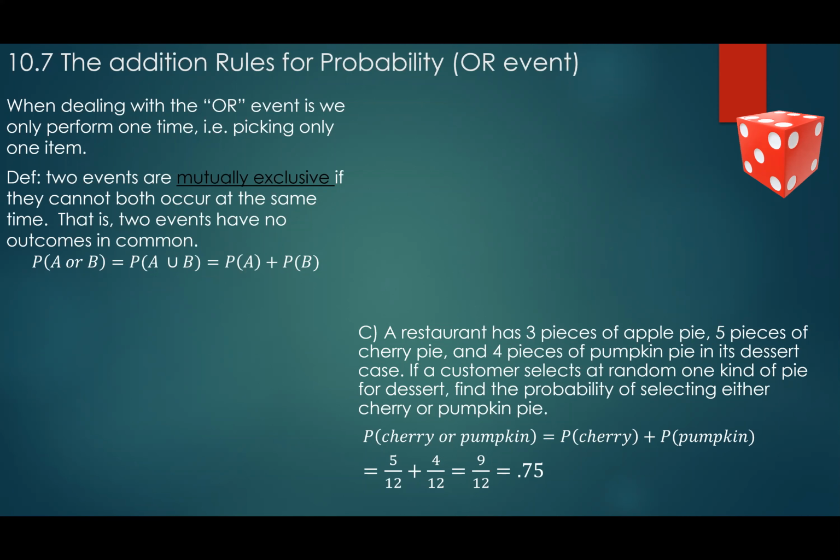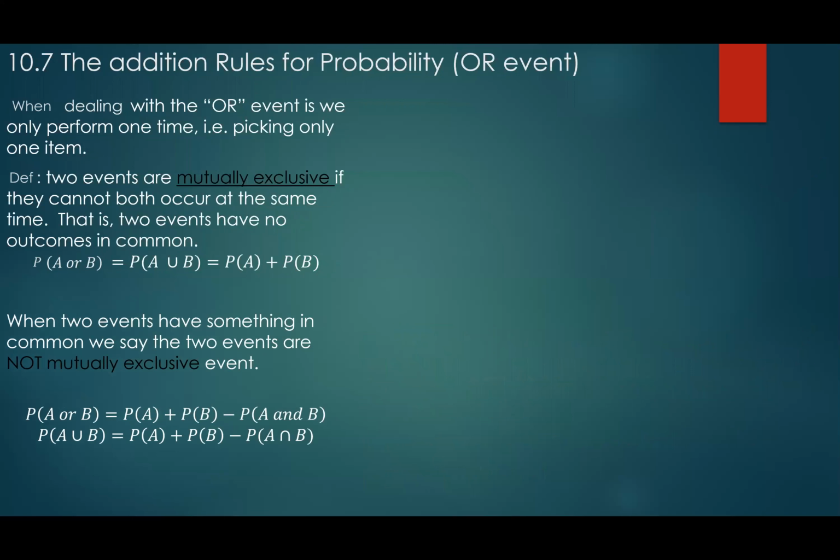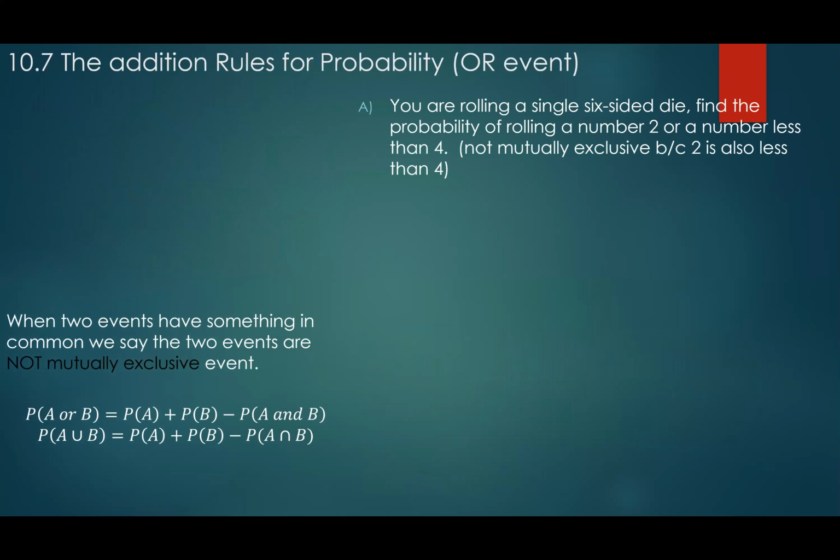Now, let's take a look at the not mutually exclusive event. So how can the problem be a not mutually exclusive event? Let's go with the dice one more time, right? You are rolling a single 6-sided dice. Find the probability of rolling a 2 or a number less than 4. So looking at this, this item is not mutually exclusive. Why is it not mutually exclusive? Because a number 2 itself is less than 4.